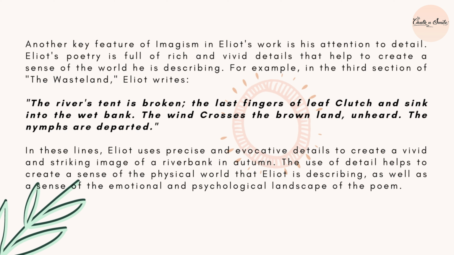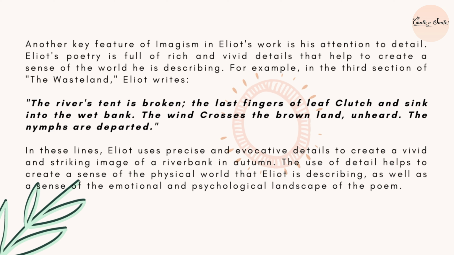Eliot's poetry is full of rich and vivid detail, which helps him to create a sense of the world he is describing. For example, in the third section of The Waste Land, Eliot writes, The river's tent is broken. The last fingers of leaf clutch and sink into the wet bank. The wind crosses the brown land, unheard. The nymphs are departed.